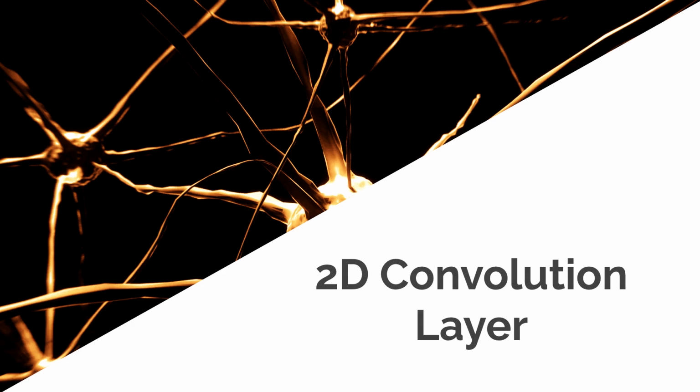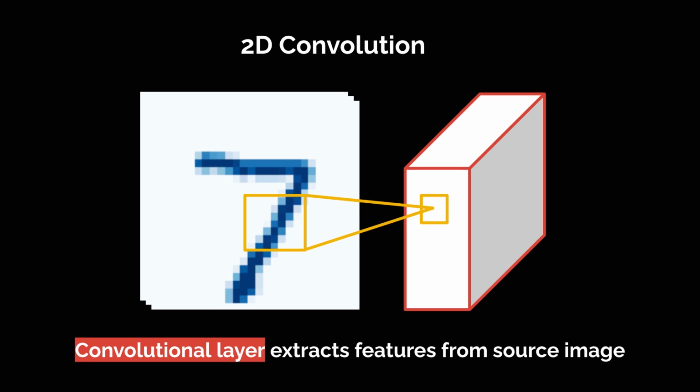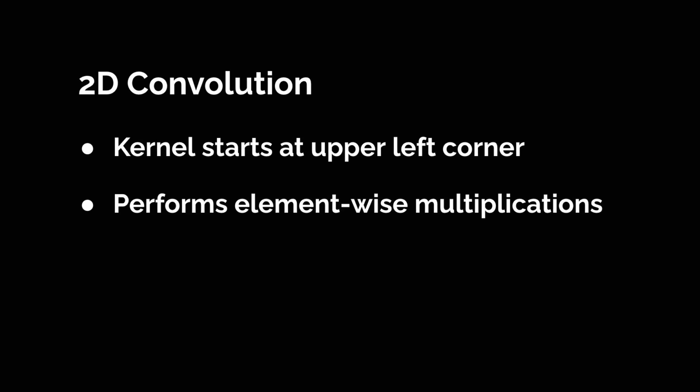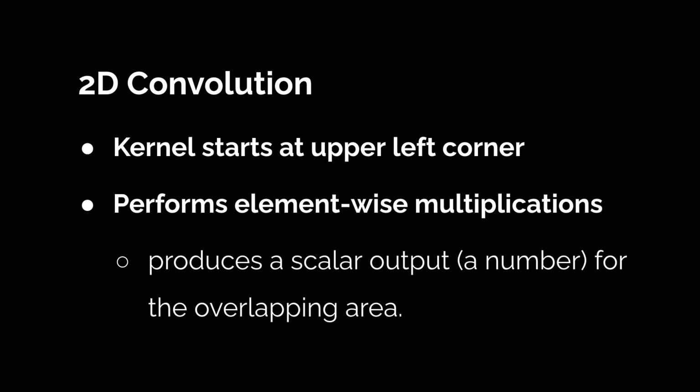Starting with convolution, let's talk about what is 2D convolution in the first place. This is a convolutional layer of your neural network that can extract features from a source image. And it does this by taking some image and applying a kernel to it to produce an output. And the output is a smaller representation of the image. The kernel will start at the upper left-hand corner of the image, and it will perform element-wise multiplication. And in this way, it's going to produce a scalar output, which means a single number for that overlapping area. So it can reduce the features in an image greatly.